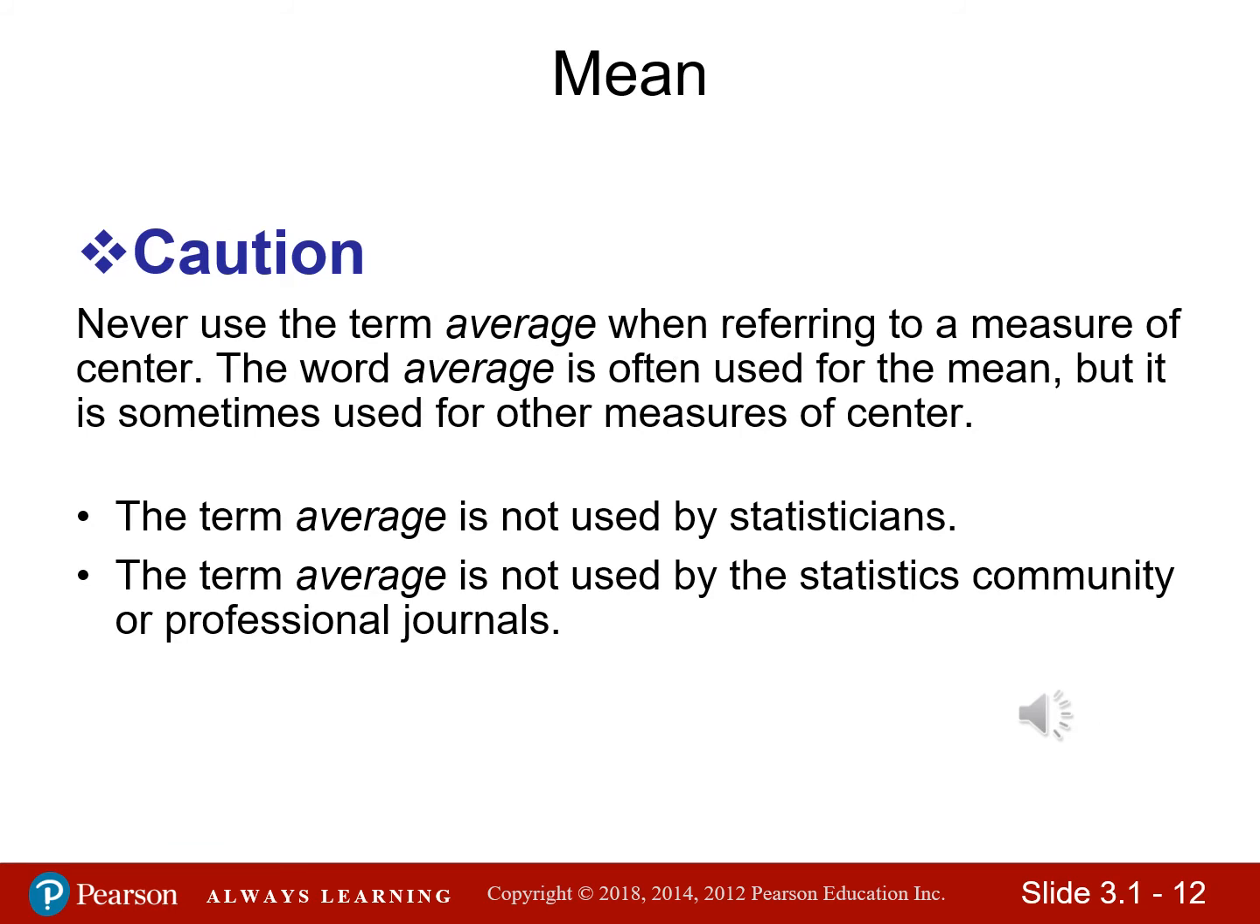Although it is common for people to use the word average when referring to the mean, it is sometimes used for other measures of center. In general, the term average is not used by statisticians, and we should avoid using it for the remainder of this course when referring to any measure of center. If you were to review most professional journals, you would find that the authors rarely or ever use the term average. So make sure that you use the word mean when referring to the sample or population mean.